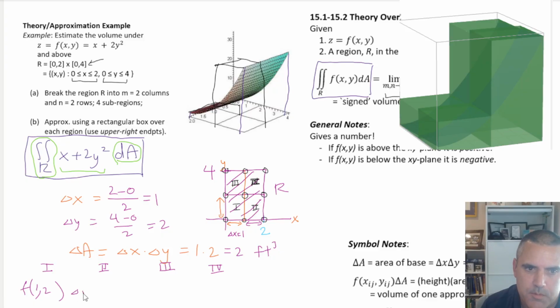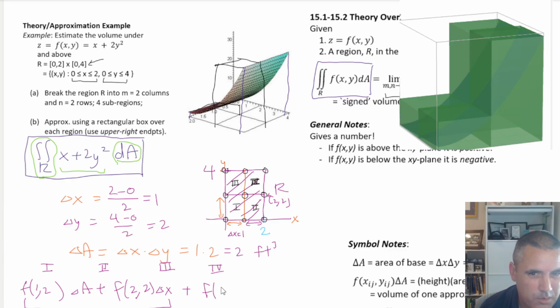Then you multiply times the area of the base. Then you would do the height at the second upper right endpoint, which is 2, 2. So I'm just labeling these points. They have to tell you which point you're using. So that's like going across 1 row. We basically did this, and then we're going to repeat for the second row. That's like the double sum.